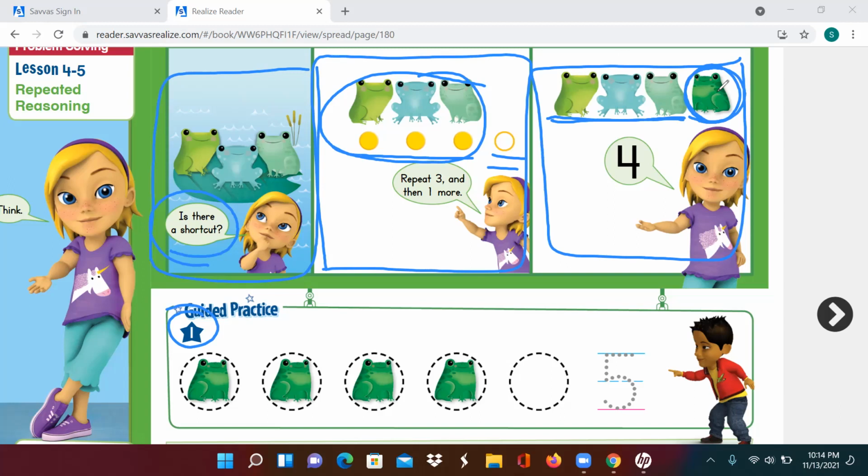So Carlos sees 4 frogs at the pond. Then he sees 1 more. How many frogs are there now? Okay, so he sees 4. And then there's 1 more. How many are there now? We repeat the 4. We do not have to count these again. So we say 4, 5. There are now 5 frogs. Let's go to the next page.